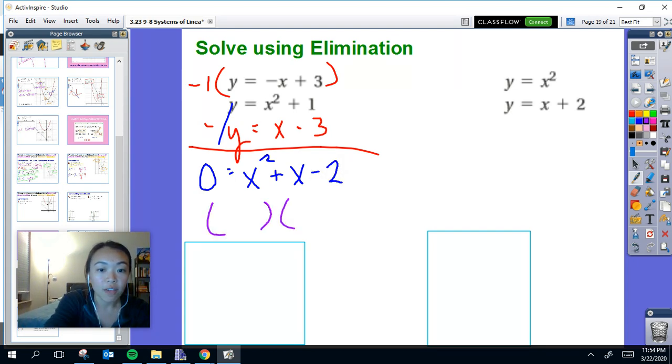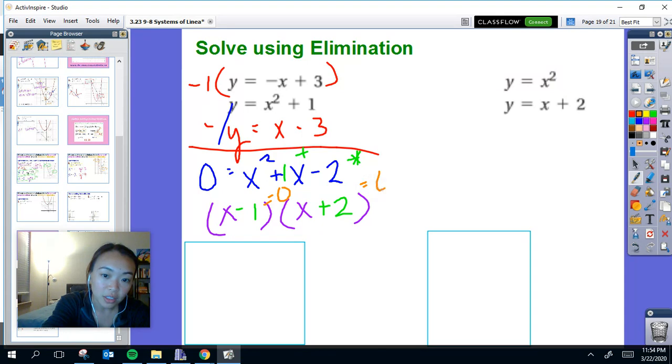When I factor these, I throw an x in both of them, and now what multiplies to equal negative 2 and adds to equal 1? That's going to be negative 1 and positive 2. So when I set both of those equal to 0, my answer should be x equals 1 and x equals negative 2.